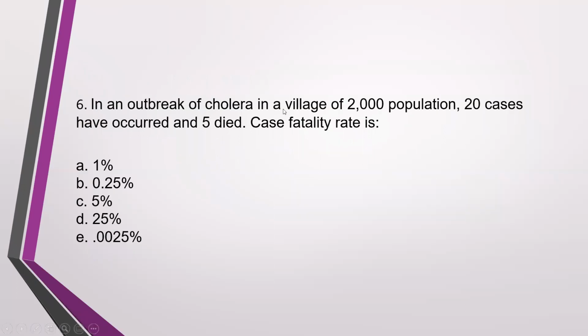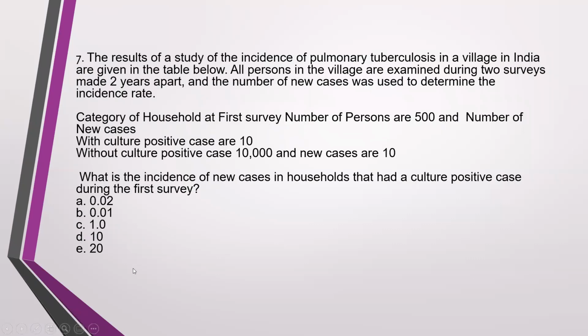In an outbreak of cholera in a village of 2000 people population, 20 cases have occurred and 5 died. What would be the case fatality rate for this? B. Yes, it would be D. It would be 5 divided by total and multiplied by the number, then the answer would be D. So this one is slightly longer, but there is an important concept.